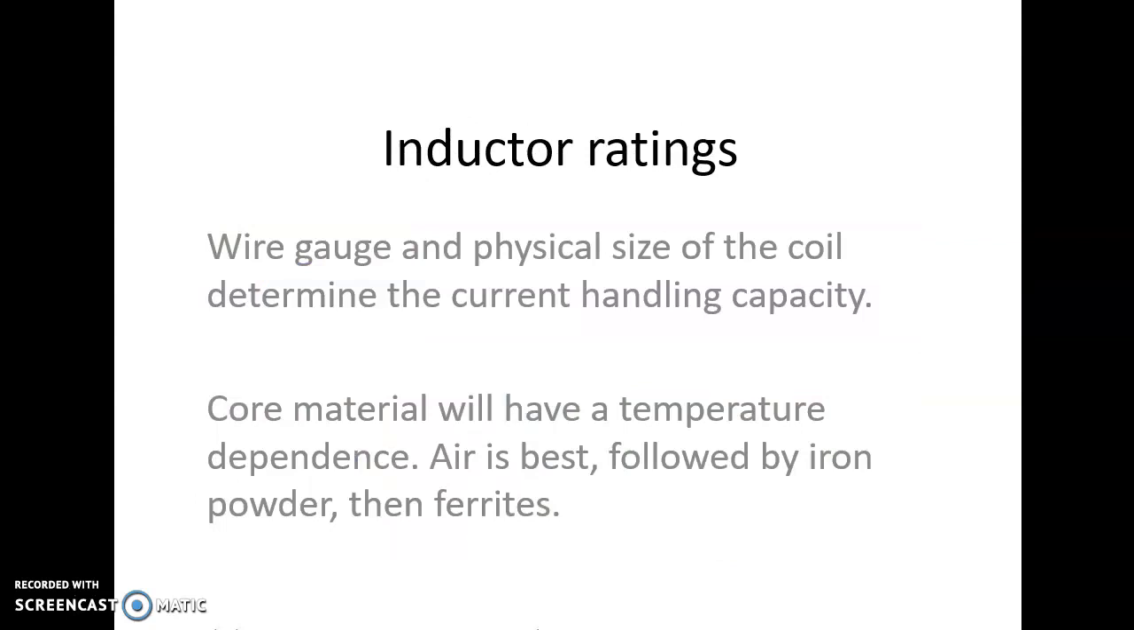Inductor rating: first of all, the inductor unit is Henry, and if you want to buy an inductor, you need to mention the current rating of the inductor.